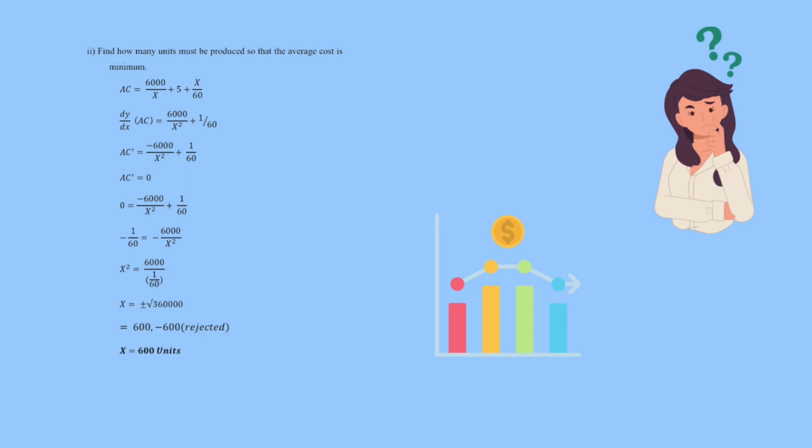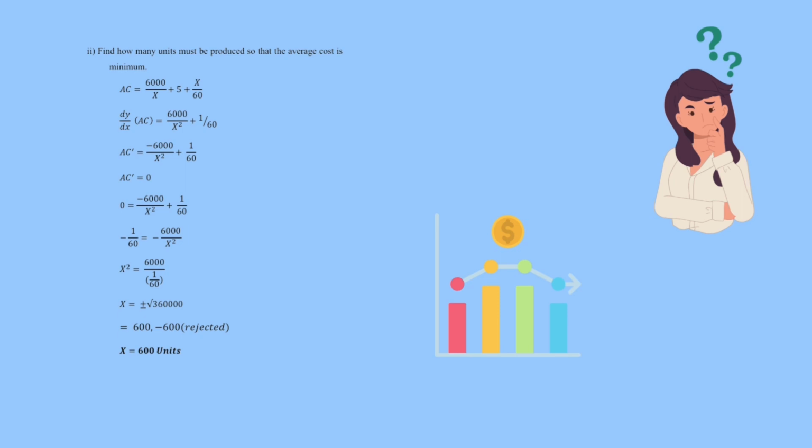Taking the derivative of the average cost, denoted as dy/dx, involves applying differentiation rules to each term in the equation. The derivative is calculated as negative 6,000 over x squared for the first term, 0 for the constant term 5, and 1 over 60 for the third term x over 60. Simplifying, we obtain the first derivative of the average cost, which is negative 6,000 over x squared plus 1 over 60.